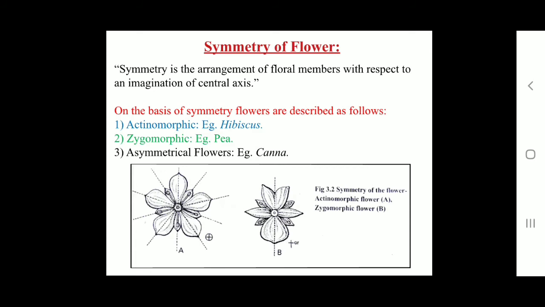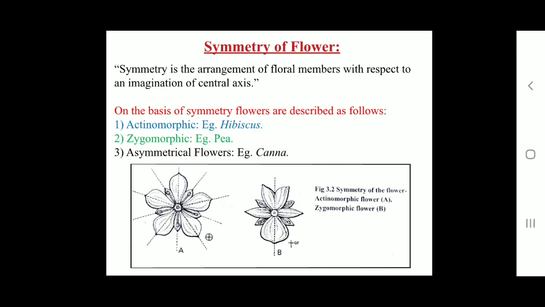See here that it is also called regular or symmetrical flowers. In such a flower, all parts of each floral whorl are similar in size, shape and are evenly arranged on the thalamus. Such a flower, when cut in any plane, produces two equal halves. Such a radially symmetrical flower is called actinomorphic flower. Example: hibiscus, mustard and vinca.